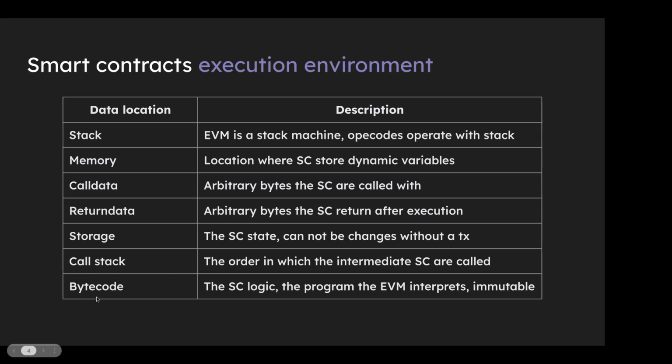And the last one, the bytecode. It is the bytecode that the language compiler compiled your, for example, Solidity file to. It is the logic of the smart contract. It is the actual program that Ethereum virtual machine runs and interprets. And as I already mentioned, it is immutable. So it cannot be changed.